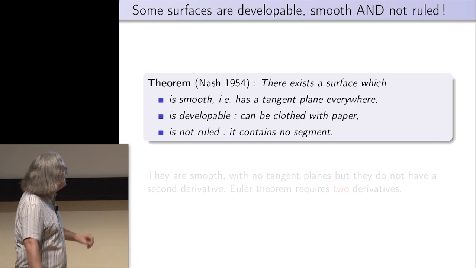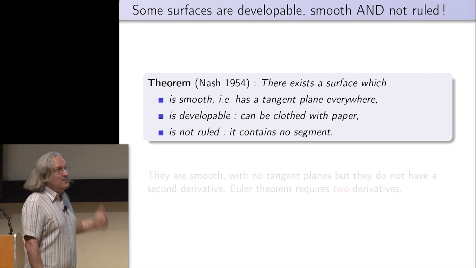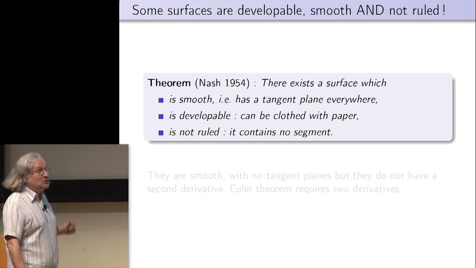He says, there exists a surface which is, one, smooth: everywhere there is a very nice tangent space. Two, developable, which means you can close it with paper. And three, it is not ruled. You cannot find in it any segment.